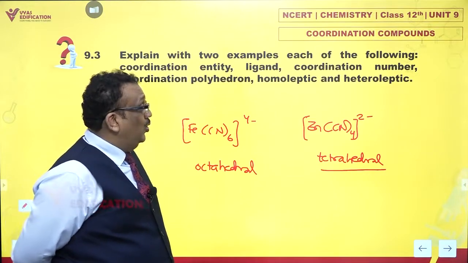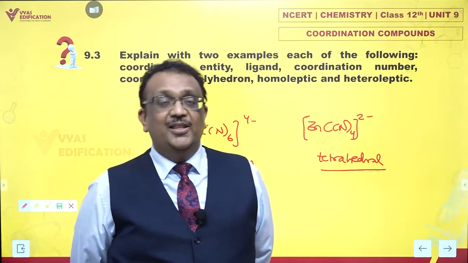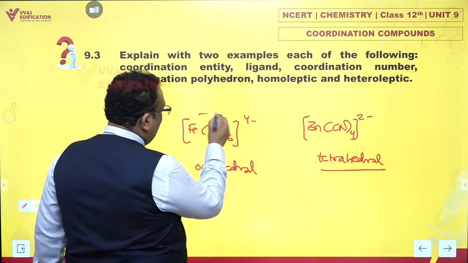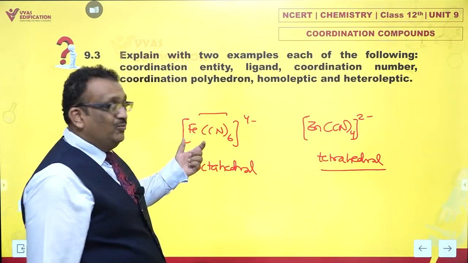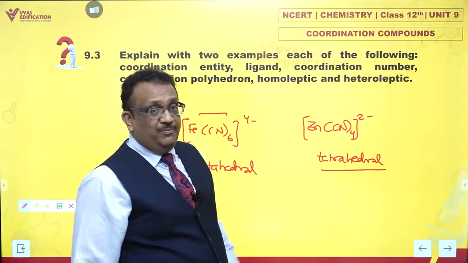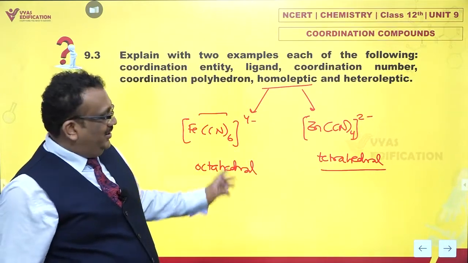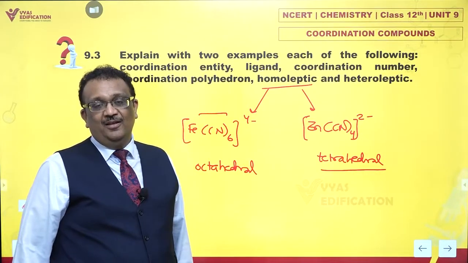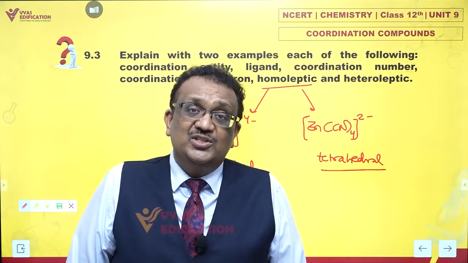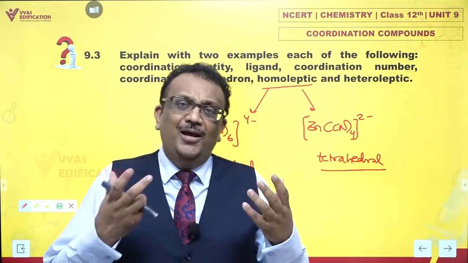Then they have asked homoleptic and heteroleptic. If all the ligands are identical, then the coordination compound is called homoleptic. If I have 6 ligands, all of them cyanide, this is homoleptic. If I have 4 ligands and all of them are cyanide, it is again homoleptic. So 2 examples of homoleptic are also these. They are homoleptic complexes. What is heteroleptic? If more than one kind of ligand is present within the same coordination compound, then that compound is termed a heteroleptic compound.